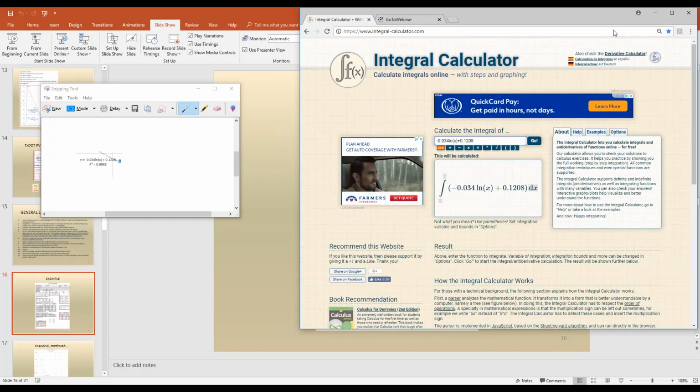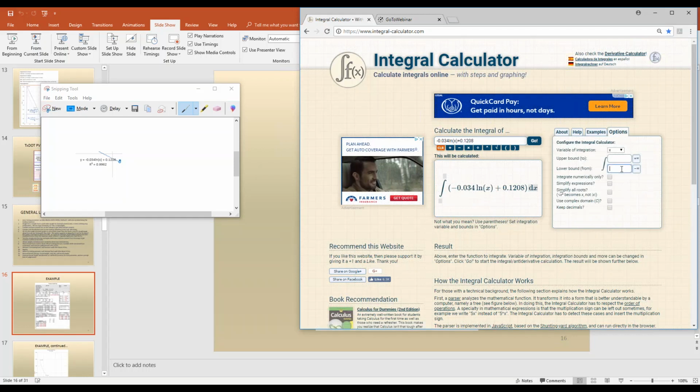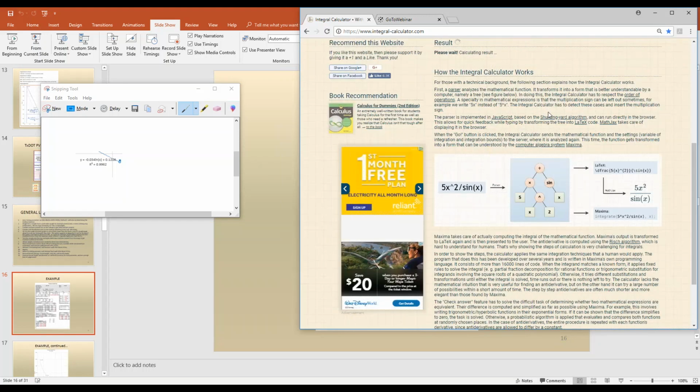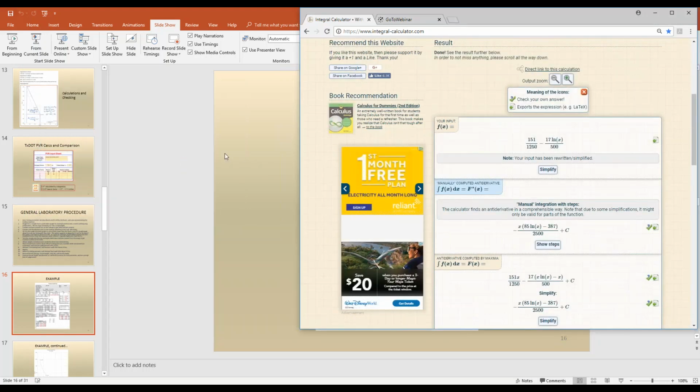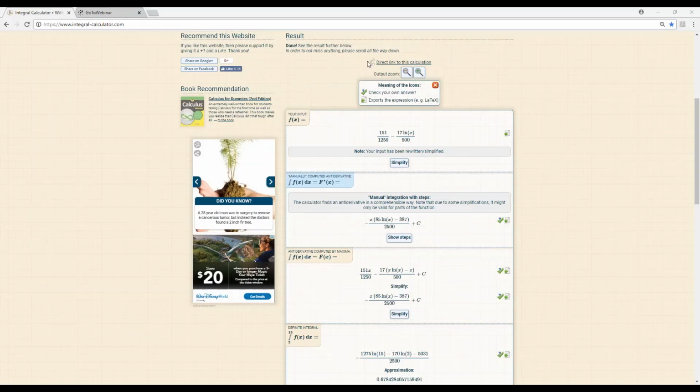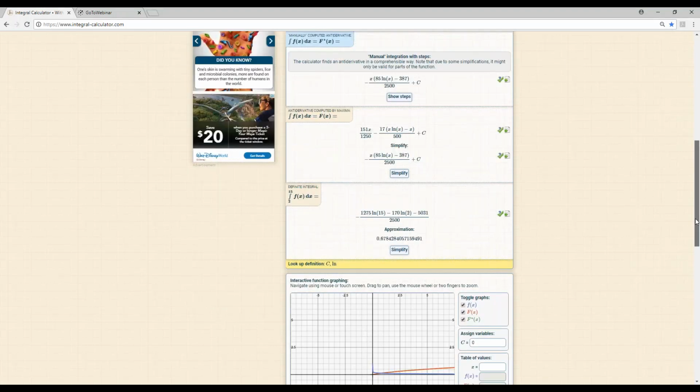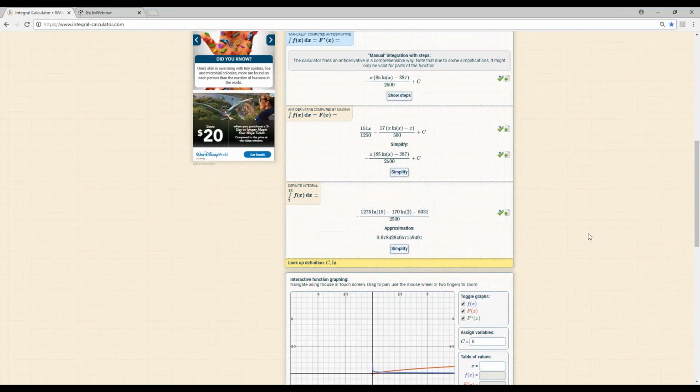And I'm also going to integrate here from 2 to 15 and go ahead and hit go. And there you see the result. So we get the result here in this part right here. Here's the result of that integration, 0.678 feet.